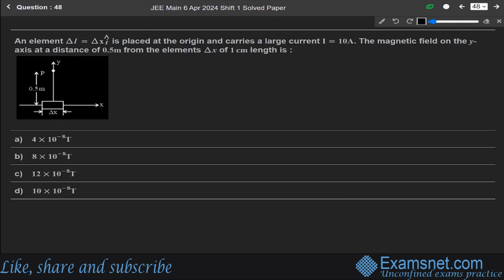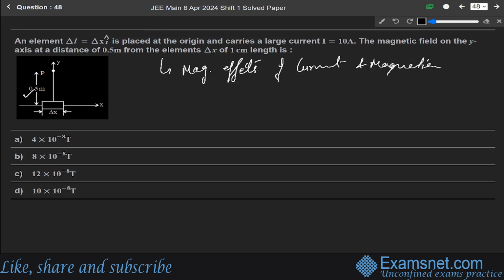Okay, now next question 48. An element delta L equals delta X i cap is placed at the origin and carries a large current I equals 10 ampere. The magnetic field on the y-axis at a distance of 0.5 meter from the element delta X of 1 centimeter length is, okay. So this question is from the chapter of magnetic effects of current and magnetism.